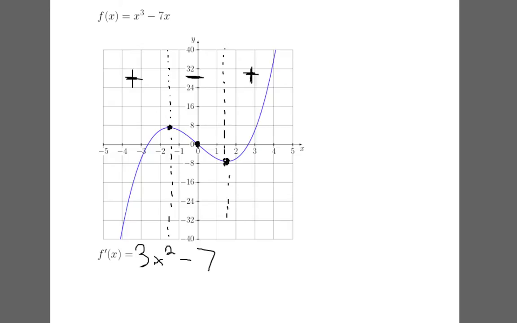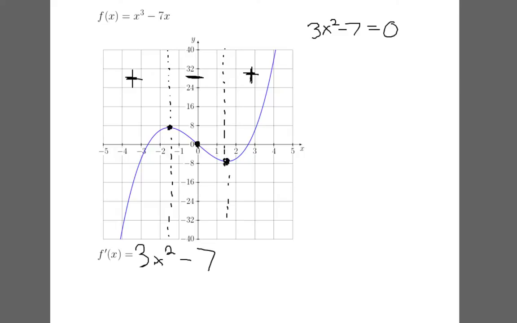Let's see. We'll bring this up here. We'll say 3x squared minus 7 equals 0. So anytime this is true, we're going to have a point at which the slope is 0 on the graph, which is going to have to be, assuming there is a change in slope, either a local maximum or a local minimum.